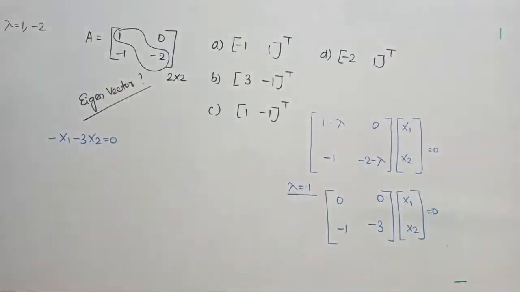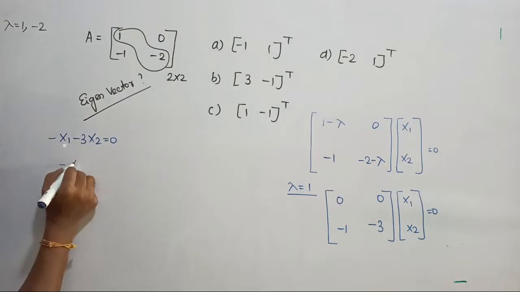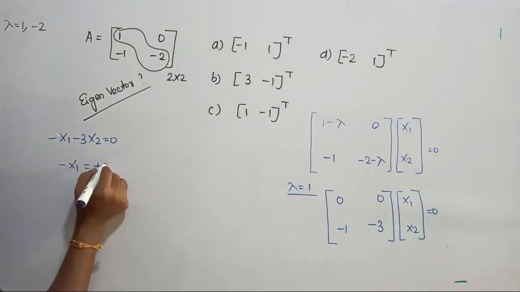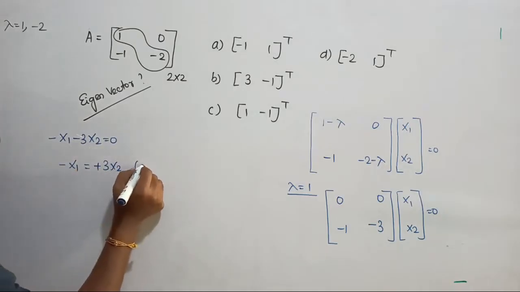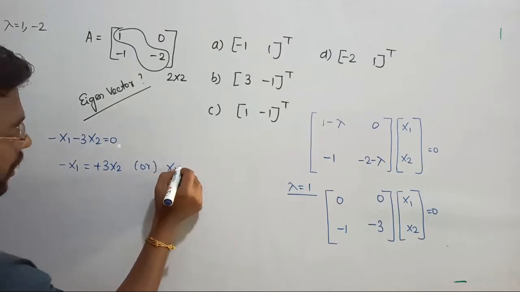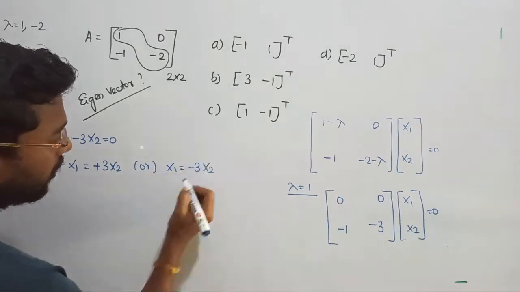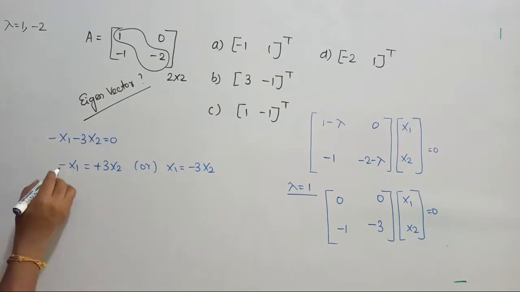So let us proceed with the second equation. From this I can write minus x1 equal to plus 3 times of x2, or you can write like this, right? x1 equal to minus 3 times of x2, both are correct. Clear?